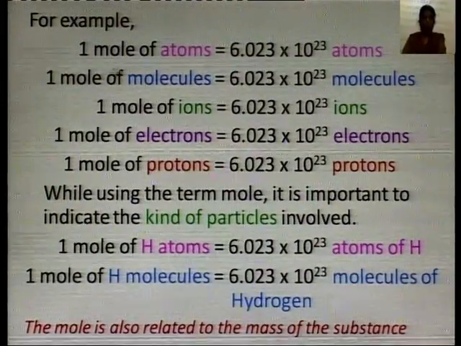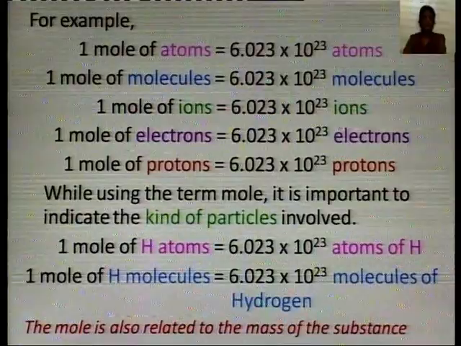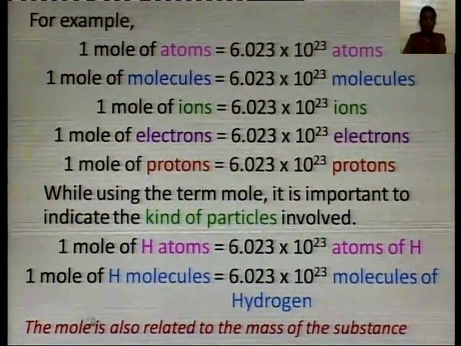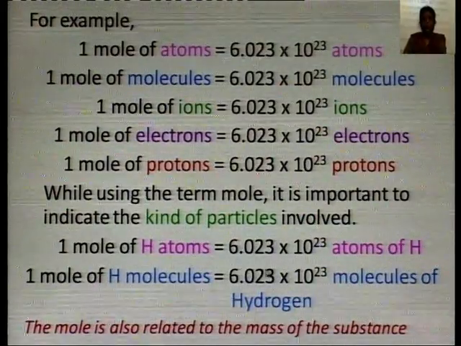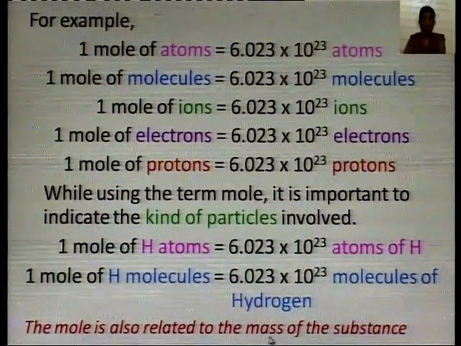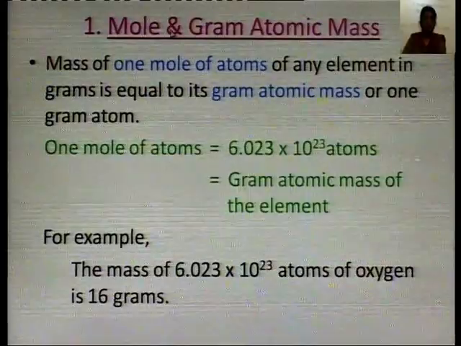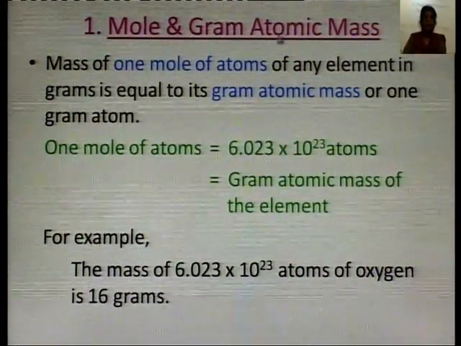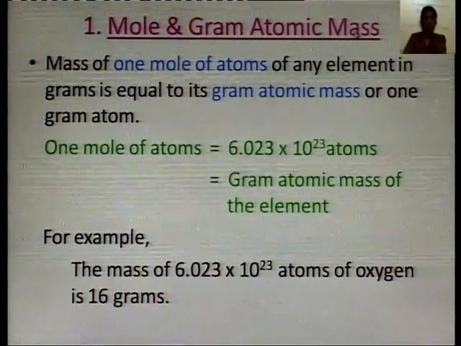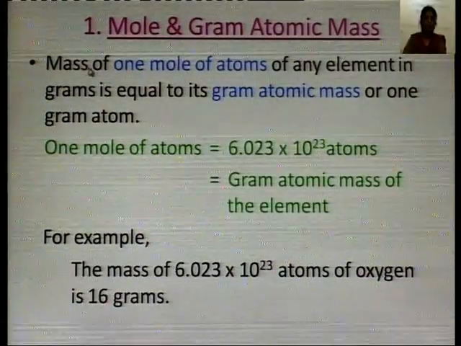So, you must be now quite familiar with the term mole, that 1 mole is equal to how much number. Now, this is the relationship between mole and the number of the particles. Mole is also related with the mass of the substance. So, what is that relationship? We will study one by one. Mole and gram atomic mass. You have studied gram atomic mass and mole also. So, we will study now the relationship between the two.